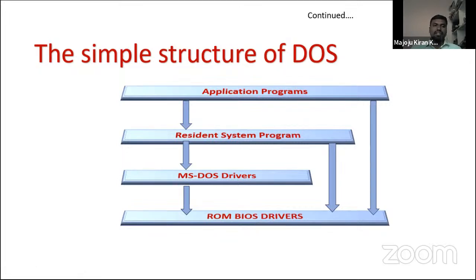If you look at the structure of this simple operating system, the application programs are given access to the hardware devices directly. They can directly interact with the hardware devices of the system. So that is one of the advantages as well as a disadvantage. And we will see how that is a disadvantage in this case.